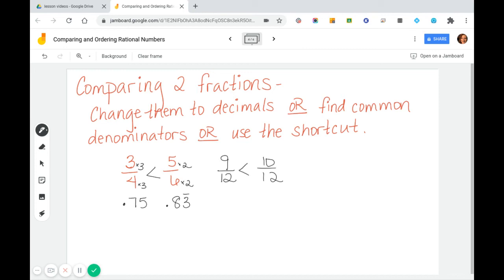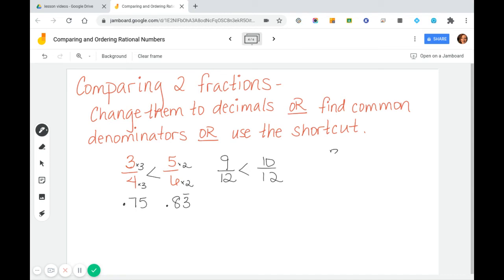So again, it gives me that less than sign. The third way is the shortcut. This is my favorite way, but like I said, pick the way that makes the most sense to you, that you think looks the fastest and the easiest. You're going to get to the same answer as me, so why would I care how you get there as long as you get there?